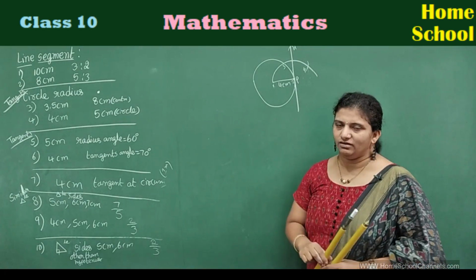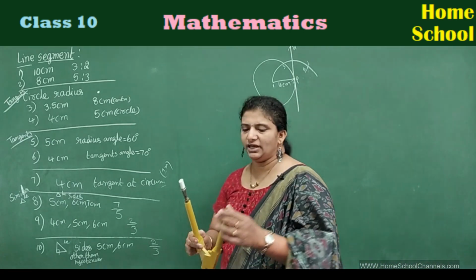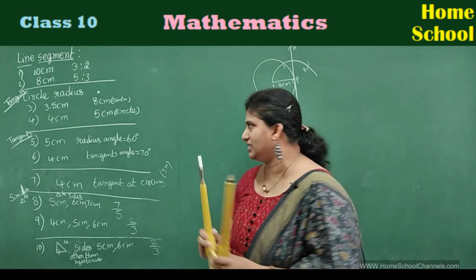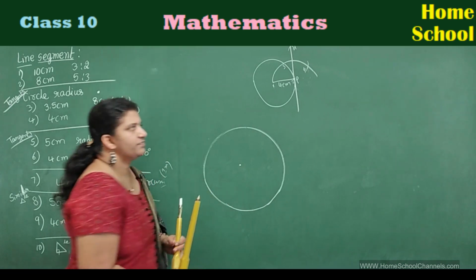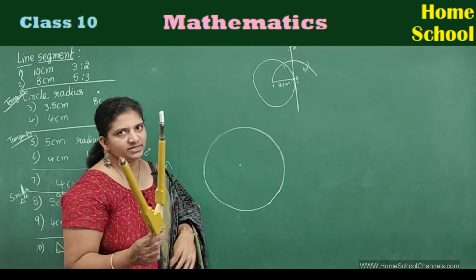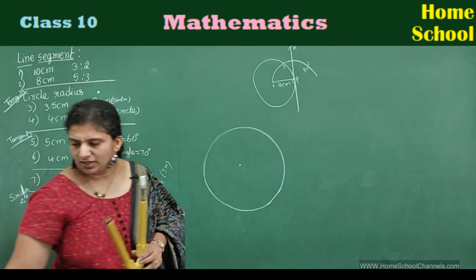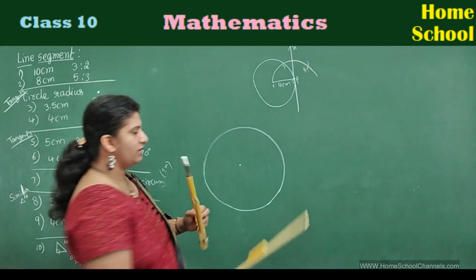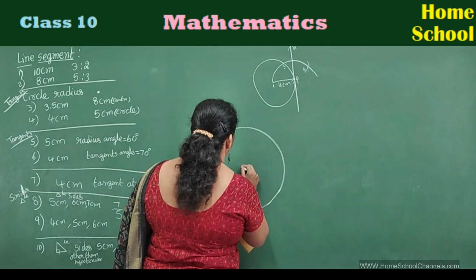This is a rough figure. Let's go with the actual measurement. So let me take this as a 4 centimeters radius. Draw a circle. Okay, with 4 centimeters as the radius, I have drawn a circle. And now using a scale, join this.